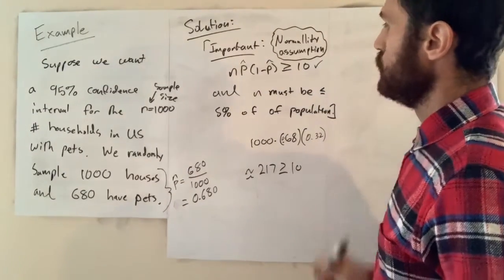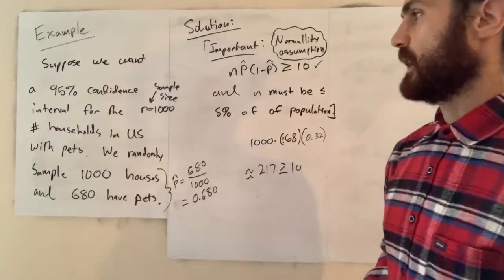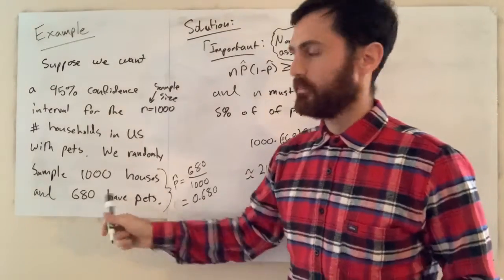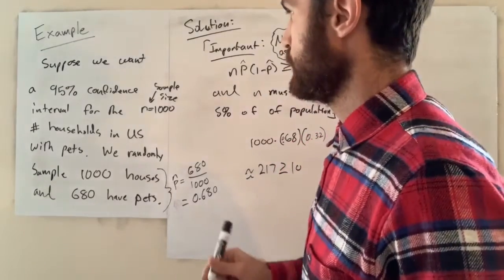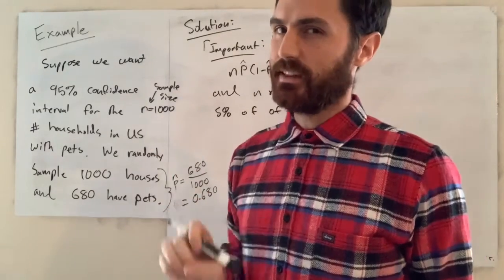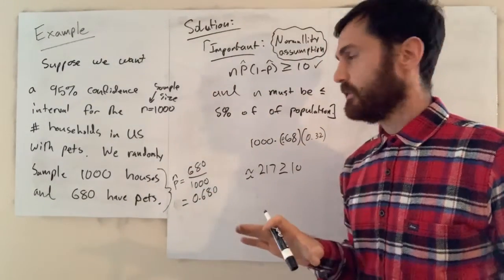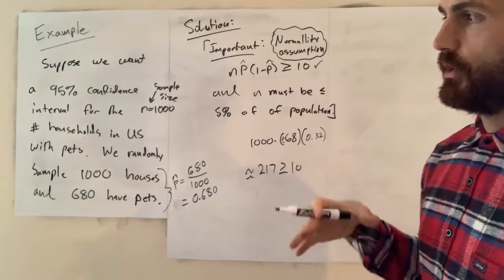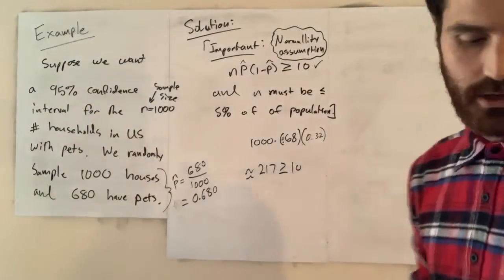So this works out. You also have to check that n is less than or equal to 5% of the entire population. Now, you don't need to check that because we don't know the exact population of households in the United States, but we know that it's probably in the millions, and 1,000 is definitely less than 5% of that. So you just have to have a good reason for that. You have to reason it. The reason for this assumption is you want to make sure that your samples are going to be independent. And so you have to satisfy that independence criteria.